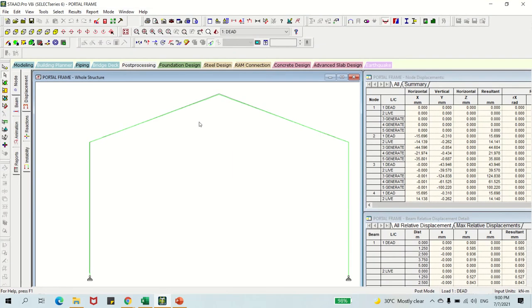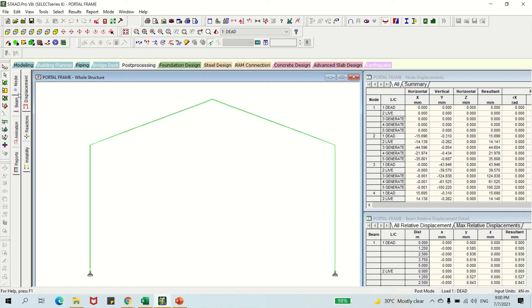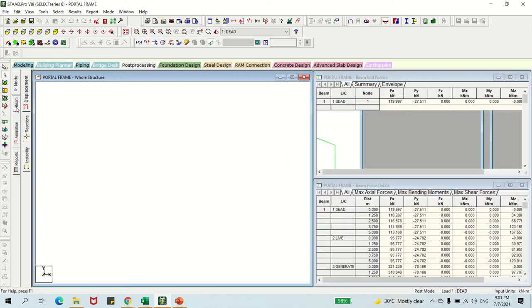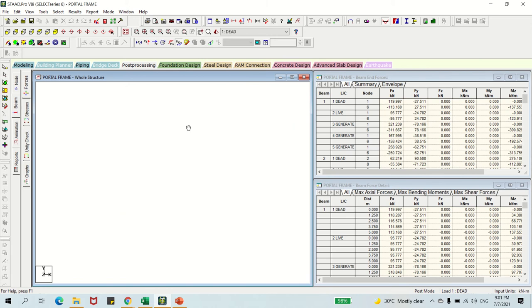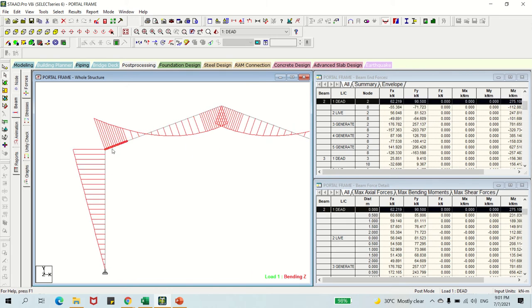Okay, so this is our portal frame. We go to the post processing and then we click at the beam. As you can see here, this rafter at the end, at the support, we have the value of the moment, and of course we have the value for the shear force. So the first step is we need to find the value for the shear force and also the bending moment at this support.